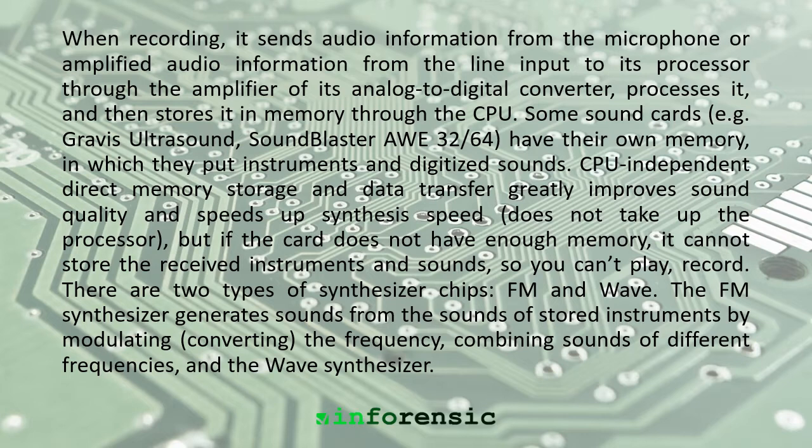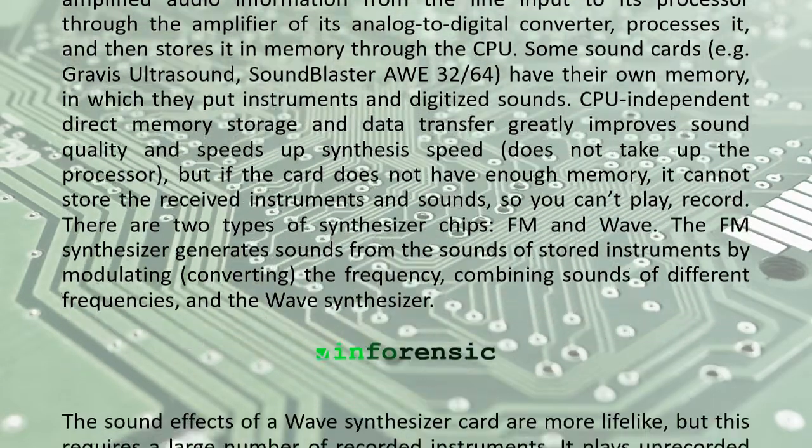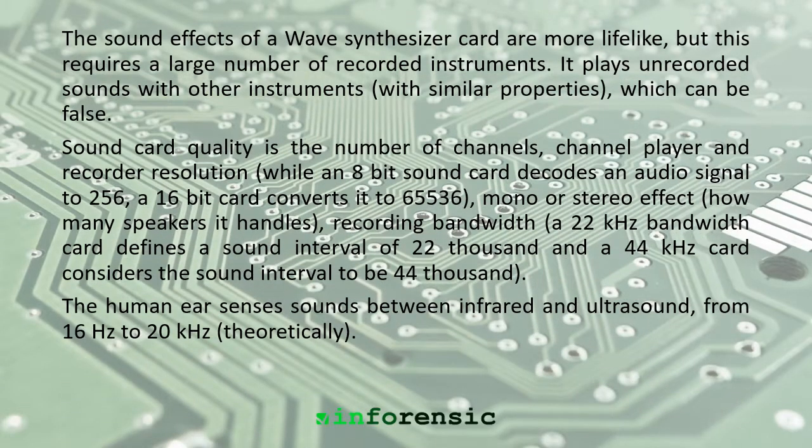There are two types of synthesizer chips, FM and wave. The FM synthesizer generates sounds from the sounds of stored instruments by modulating, converting, the frequency, and combining sounds of different frequencies. The sound effects of a wave synthesizer card are more lifelike, but this requires a large number of recorded instruments. It plays unrecorded sounds with other instruments with similar properties, which can be false.